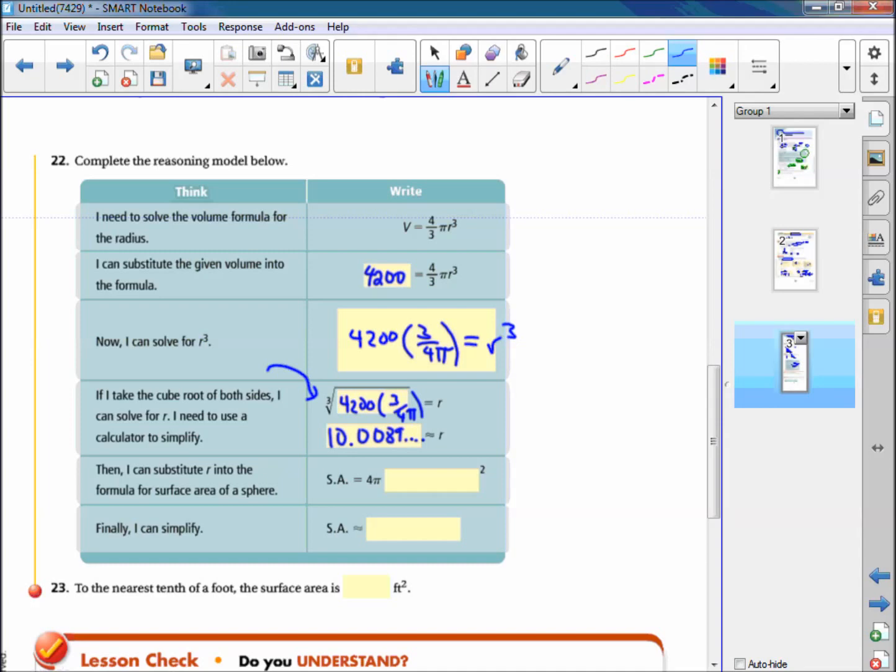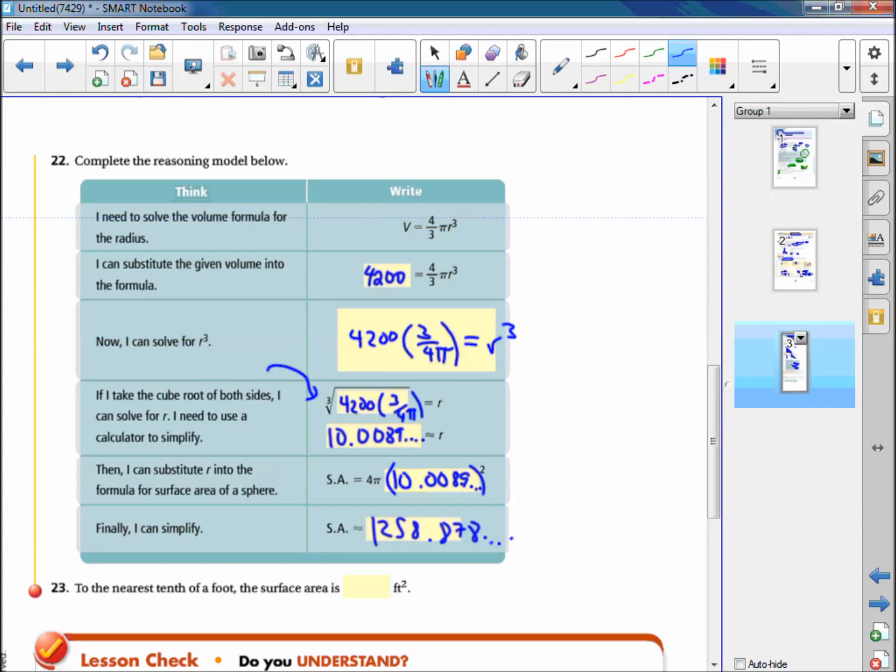All right, now we can substitute r into the formula for the surface area of the sphere. So we're going to do 4 pi times 10.0089, and so forth. You're going to want to store that value in your calculator so that you can carry it down to do your surface area with it. Okay, and when you're done here, you're going to get 1258.878 something or another.